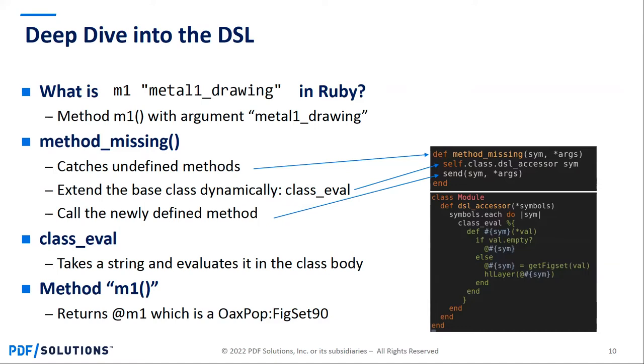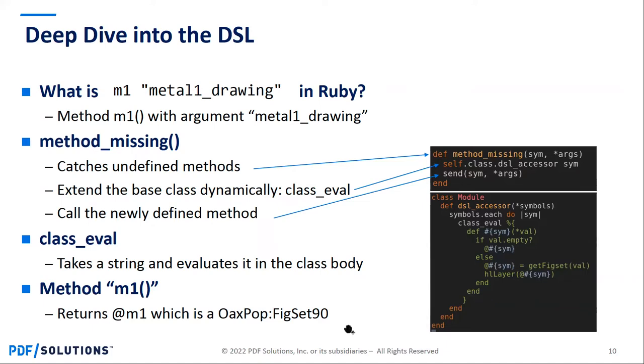So on the right side, you see this function I defined, which would handle it. Ruby would essentially call that procedure, method_missing, with the symbol, which is metal 1, and the argument, in this case, the string metal 1 drawing. And then it would call something which I named this DSL accessor. And what this DSL accessor is, is essentially another of these metaprogramming features of Ruby.